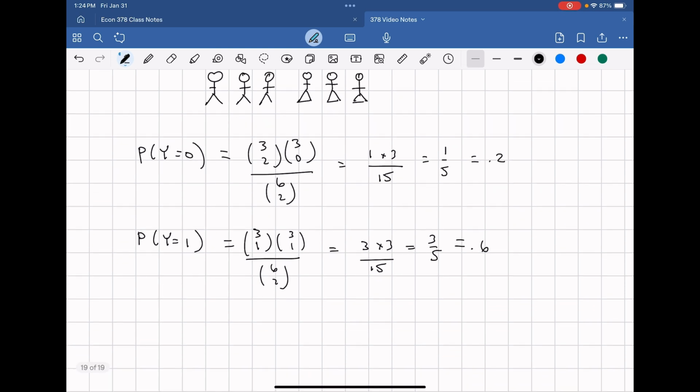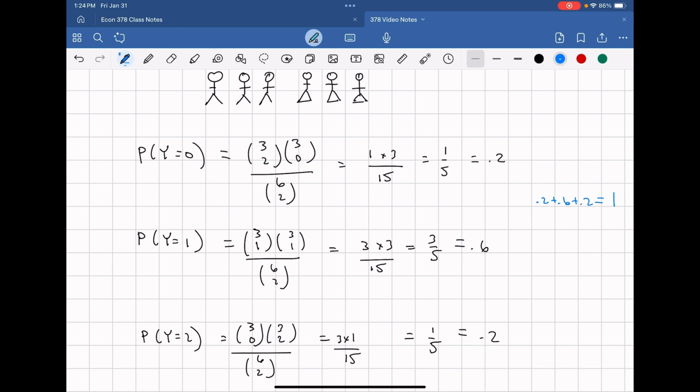Now lastly, we can have the probability that 2 women are on the team, and this is of the group of 3 men, we choose 0, and of the group of 3 women, we choose 2, over 6 choose 2, the total number of possibilities. And this is similar to the first one, where now we get 3 times 1 over 15, or 1/5, and 0.2. Now, one thing that's key is we want to be able to check our work. So 0.2 plus 0.6 plus 0.2 should equal 1, and it does. So we are on the road to a probability.